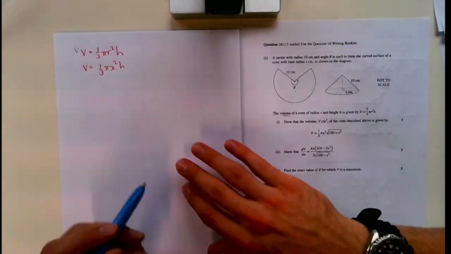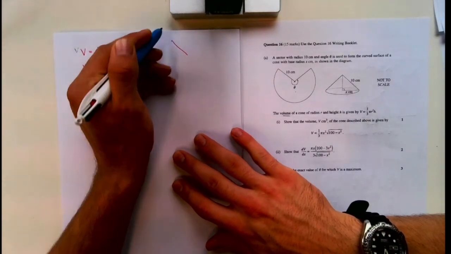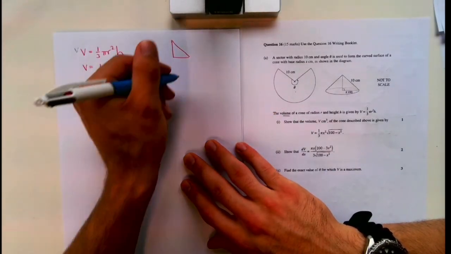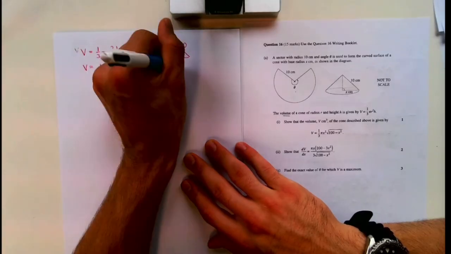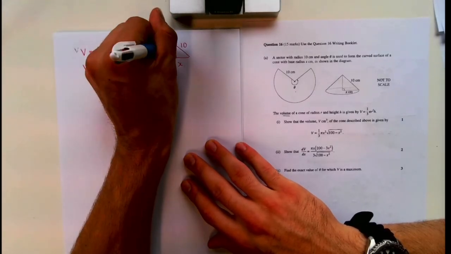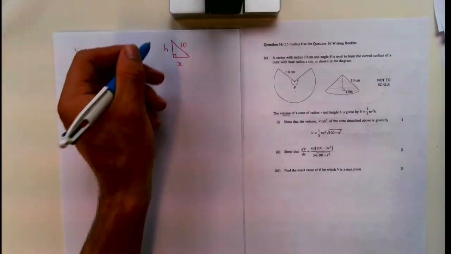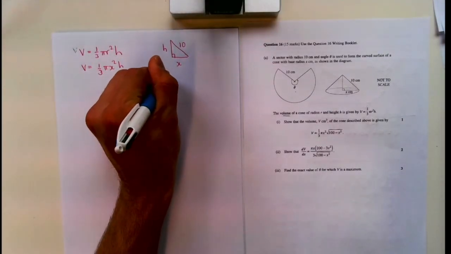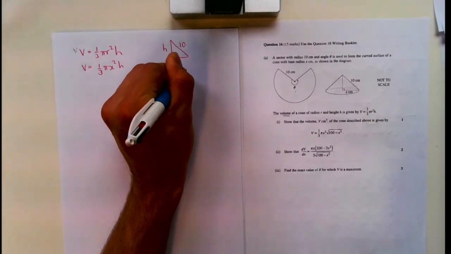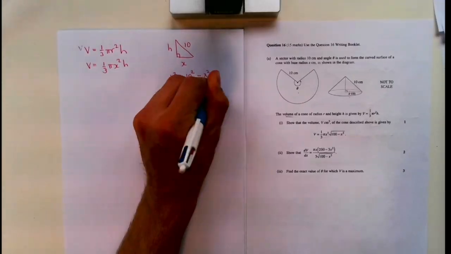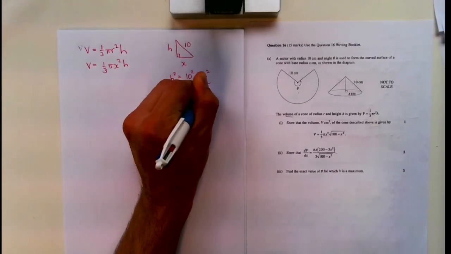Notice how in this cone, we've got a right angle triangle, where that's 10, this is x centimeters, and this is the h that it was referring to. So how can we get something for h in terms of x? We can just use Pythagoras theorem. We're going to say that h squared is equal to 10 squared minus x squared, and therefore h is equal to the square root of 100 minus x squared.